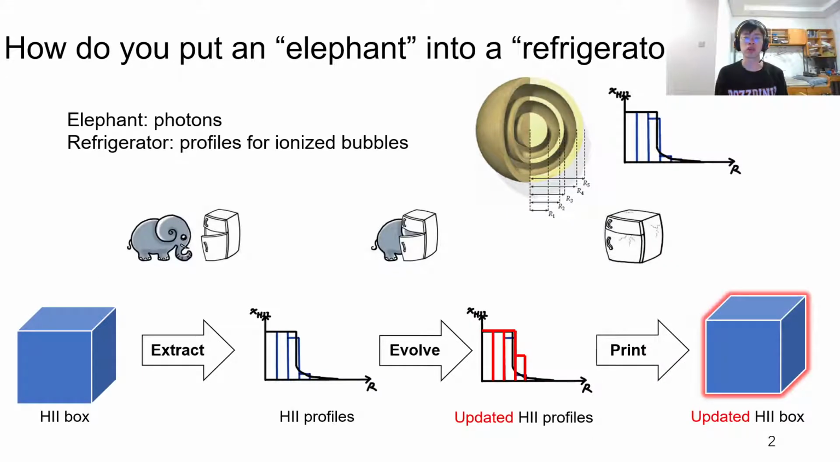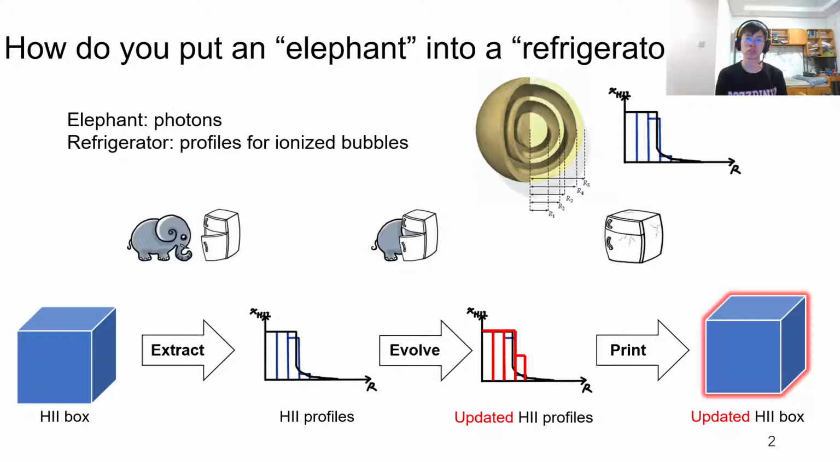The algorithm of our code is similar to a classic joke. How to put an elephant into a refrigerator? You need to first open the door of the refrigerator, then put the elephant inside, and finally close the door. Here, the elephant refers to the photons, and the refrigerator refers to the profiles for ionized bubbles.